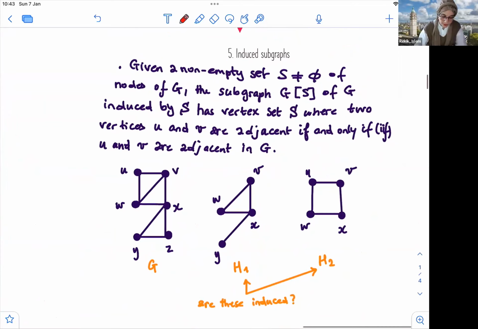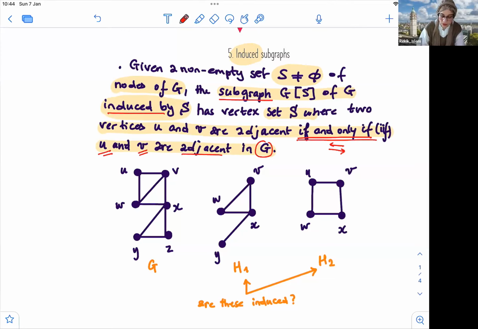So what is an induced subgraph? Now we're taking it to the next level. Given a non-empty set S of nodes of G, the subgraph G[S] of G induced by the set S has vertex set S, where two vertices U and V are adjacent if and only if U and V are adjacent in G. This is a bidirectional statement, which means that if we read it the opposite way, if U and V are adjacent in the graph, they must be adjacent in the subgraph induced by S.